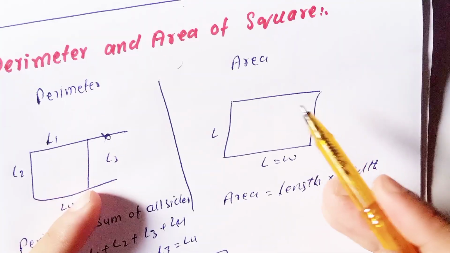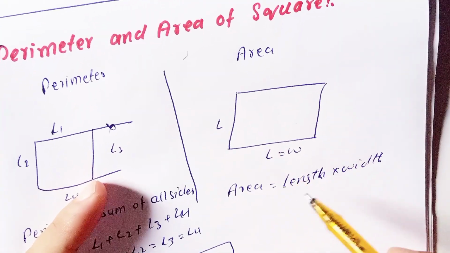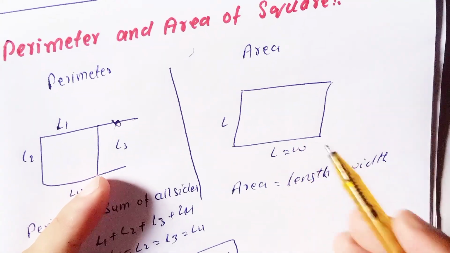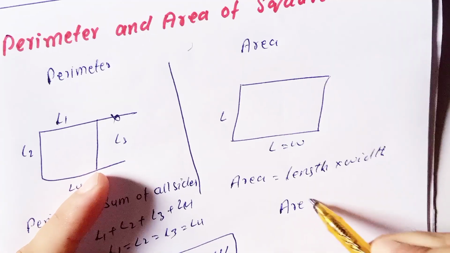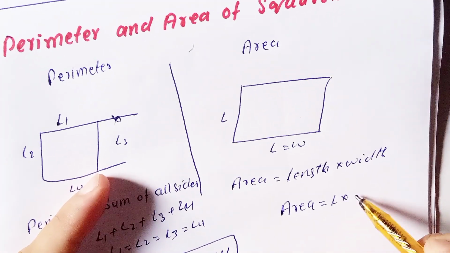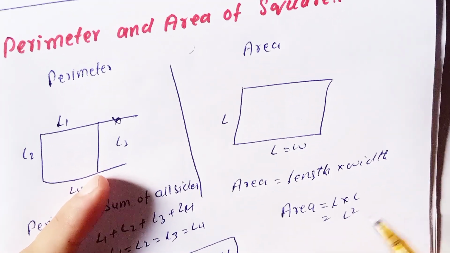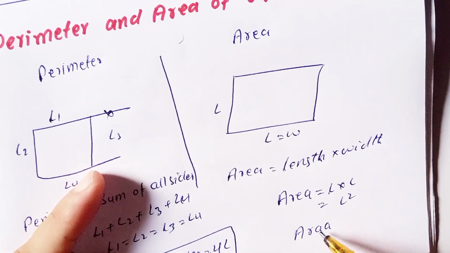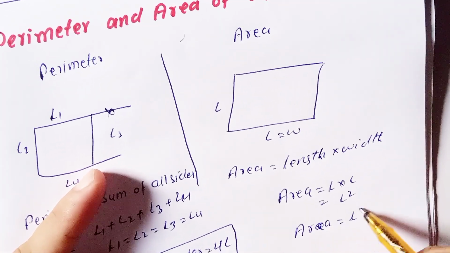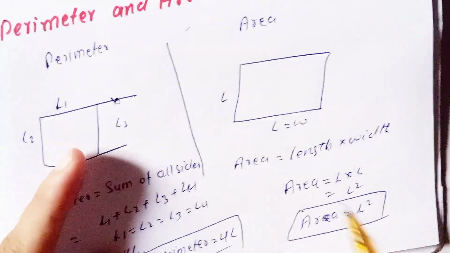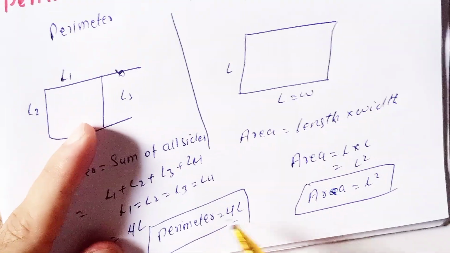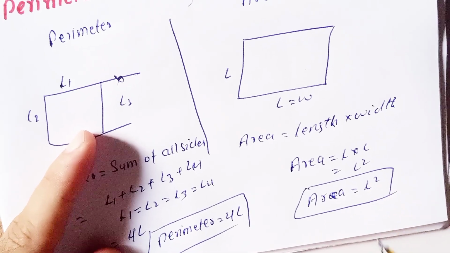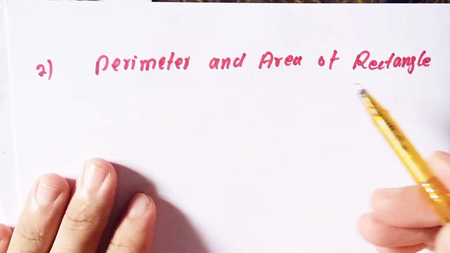Right, on the other hand, the area of square is equal to length times width. But here we see that the width is equal to the length, so the area is equal to length times length, which is equal to length square. So the area of square is equal to length square. So the perimeter of a square is equal to 4L and the area of square is equal to length square. Right, now we are going to discuss the perimeter and area of rectangle.